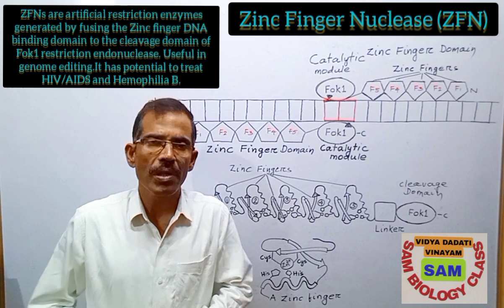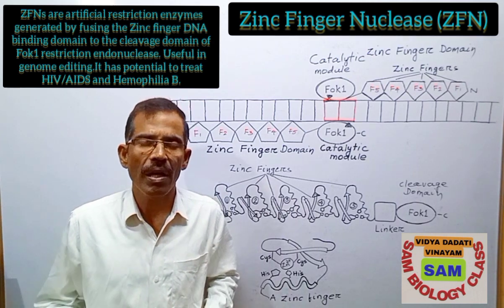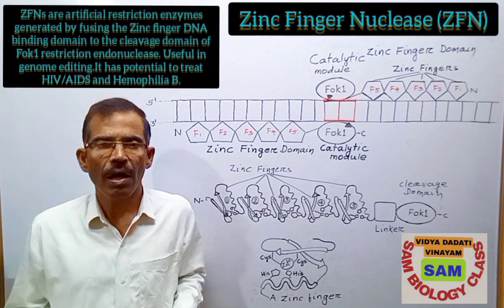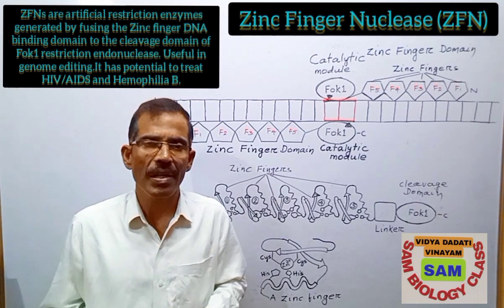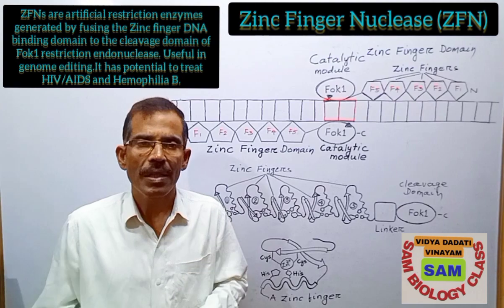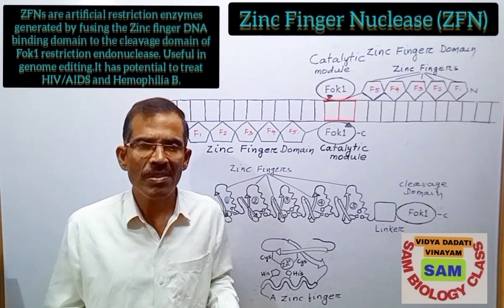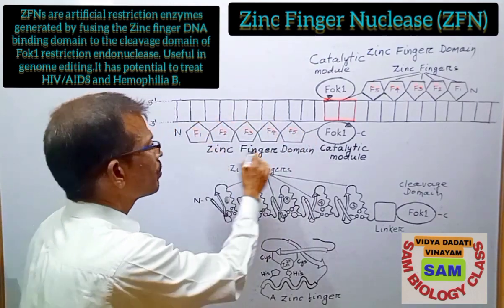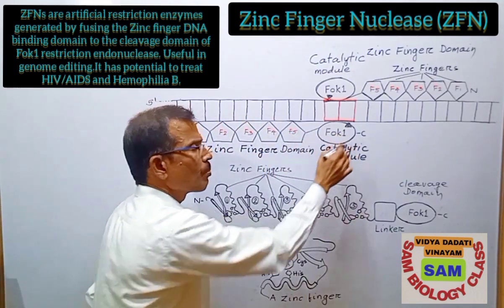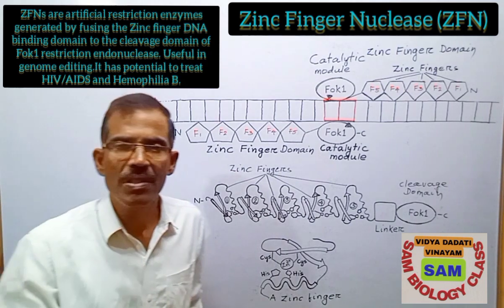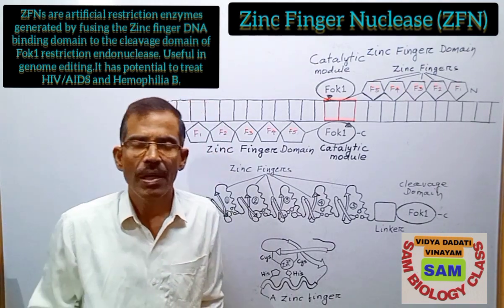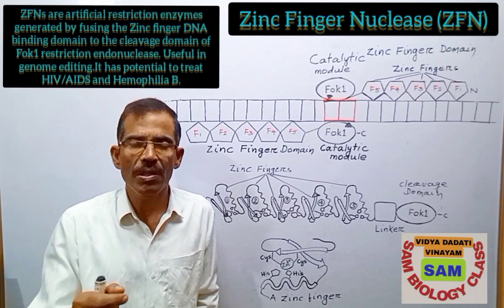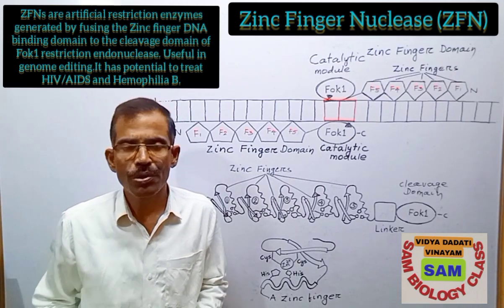Friends, today we shall discuss zinc finger nucleases. Zinc finger nucleases are artificial restriction enzymes. They are engineered proteins generated by fusing a zinc finger domain to the cleavage domain of FokI restriction endonuclease. These were the first targeted nucleases to achieve widespread use.